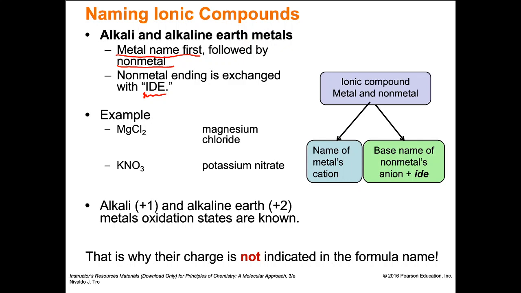So if we want to name a metal and a nonmetal, so we have an ionic compound, first name the metal cation, so for instance, magnesium, potassium, and then name the base name of the anion. What I'm talking about here, I could say fluorine, or let's not use fluorine, let's use chlorine. Doesn't really matter, but what I'm going to do is change this ending. So chlorine becomes chloride.